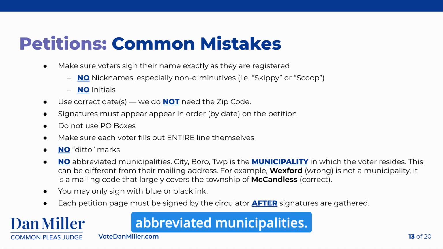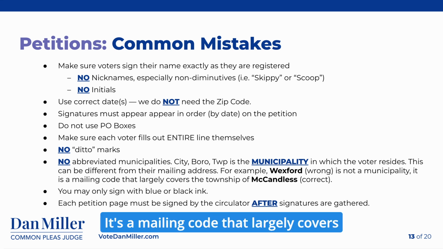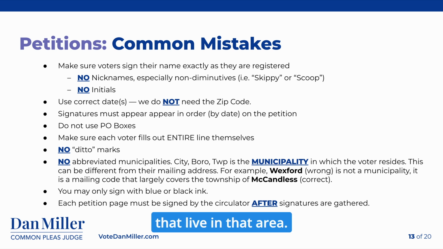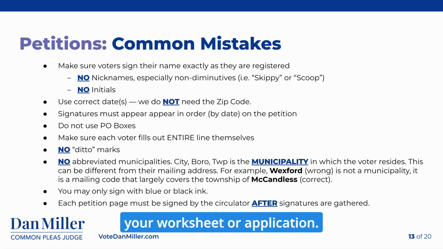Remember not to use abbreviated municipalities. For example, Wexford is not the municipality. It's a mailing code that largely covers the township of McCandless, which is the correct municipality that should be put on petitions for people that live in that area. Again, this information will be listed on your walk sheet or application.